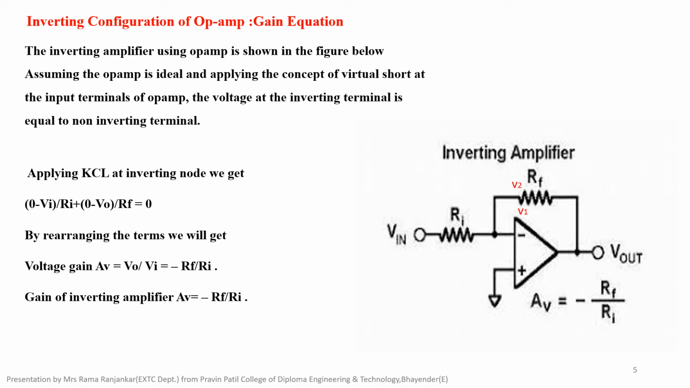Assuming that the op-amp is ideal and applying the concept of virtual short at the input terminals of the op-amp, the voltage at the inverting terminal is equal to the non-inverting terminal. The voltage gain is calculated as minus Rf upon Ri, and output voltage VO is equal to minus Rf upon Ri into Vin.